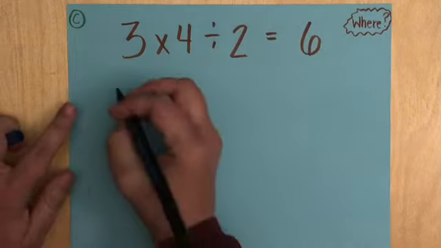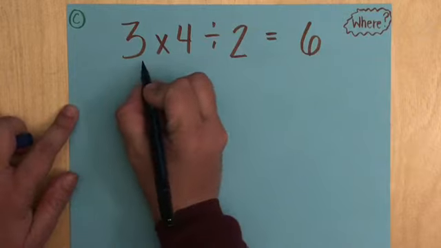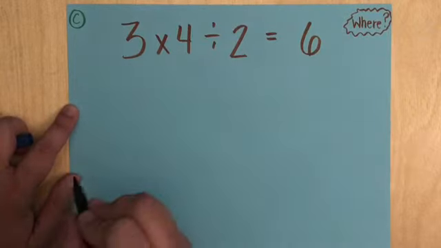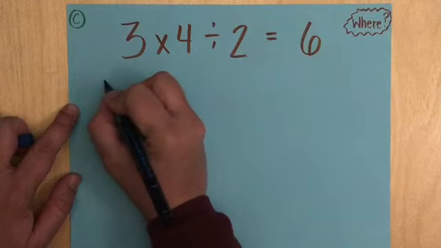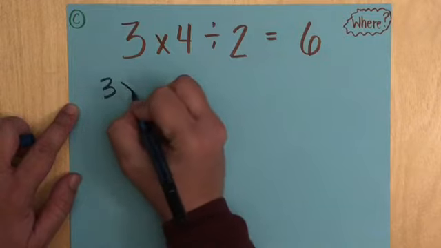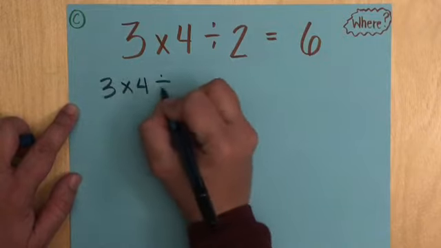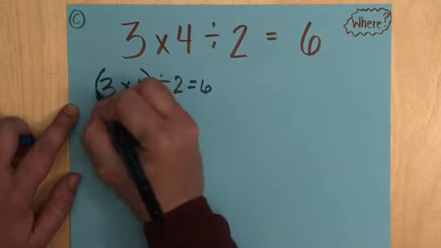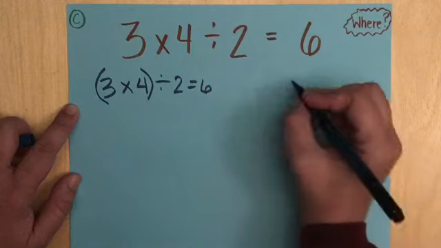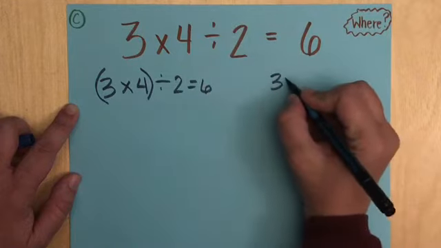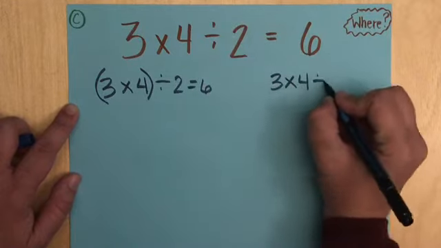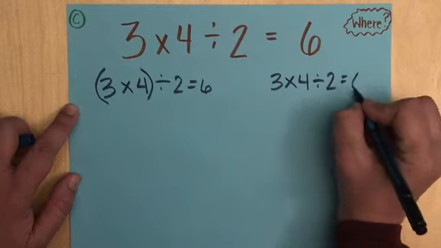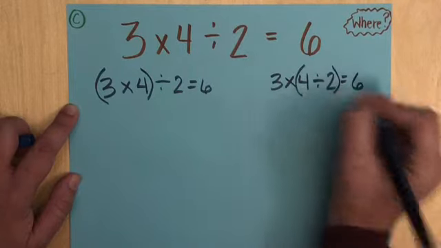Okay, what I'm hoping that you did is that you wrote the equation 2 times with the parentheses in 2 different places. So 3 times 4 divided by 2 equals 6, with the parentheses around the 3 and the 4. And then we could write it again here. So 3 times 4 divided by 2 equals 6, with the parentheses around here.